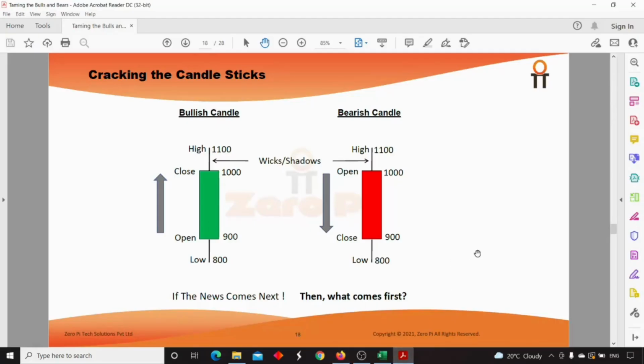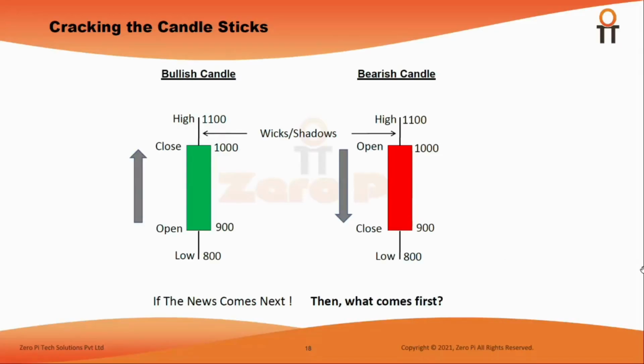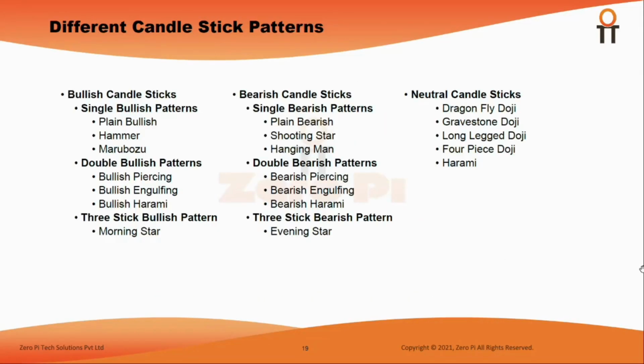So coming back to our presentation, let's see different candlestick patterns. So you have basically bullish candlestick patterns, bearish candlestick patterns, neutral candlestick patterns. So there are several classifications for these candlesticks. So we have to understand, as a trader, how we have to behave based on the candlesticks formed. So considering bullish candlesticks, we have single bullish, double bullish, and three stick bullish patterns. For bearish also we have single bearish, double bearish, and three stick bearish.